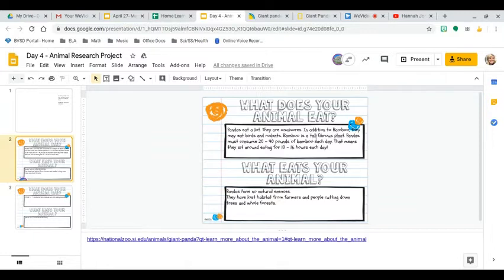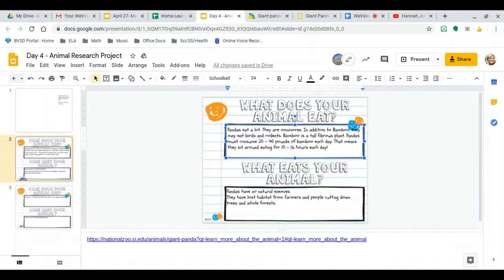Bamboo is a tall, fibrous plant. That word fibrous was new for me, but I took it and I used it from the website and I put it in my own writing. Pandas must consume 20 to 40 pounds of bamboo each day. That means they sit around eating for 10 to 16 hours each day. Wow. That was such an interesting fact that I wanted to include it in my writing.